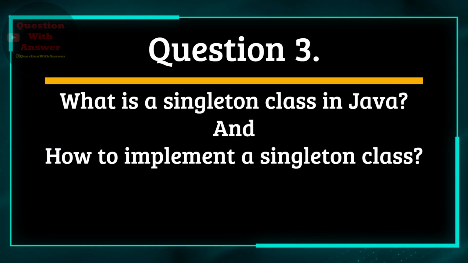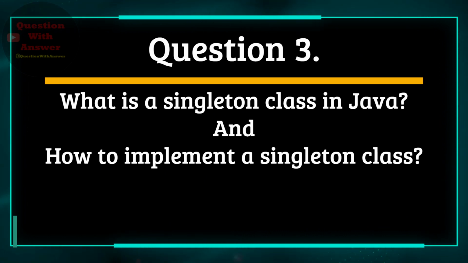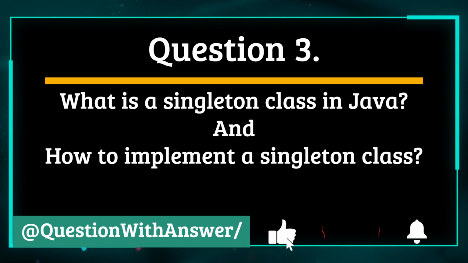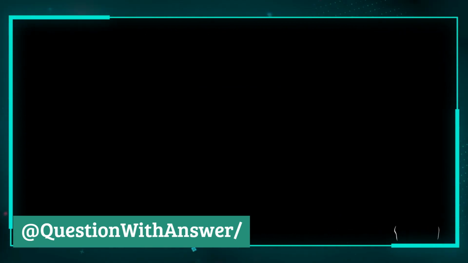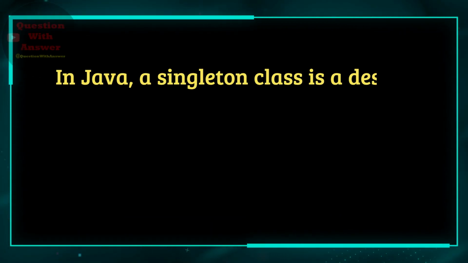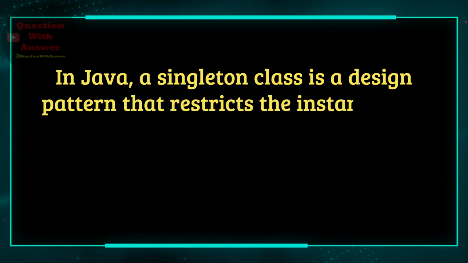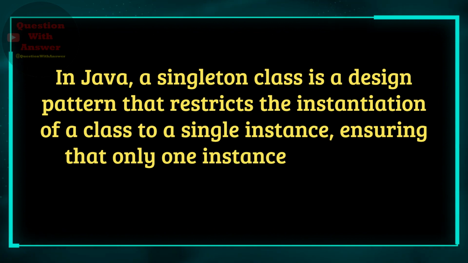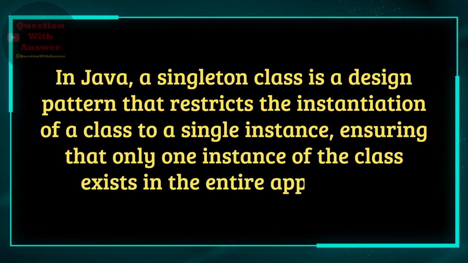Question 3. What is a singleton class in Java? And how to implement a singleton class? Answer. In Java, a singleton class is a design pattern that restricts the instantiation of a class to a single instance, ensuring that only one instance of the class exists in the entire application.